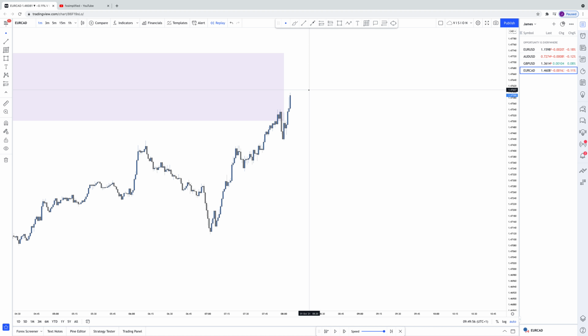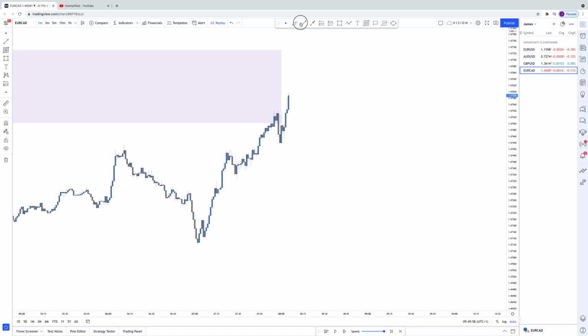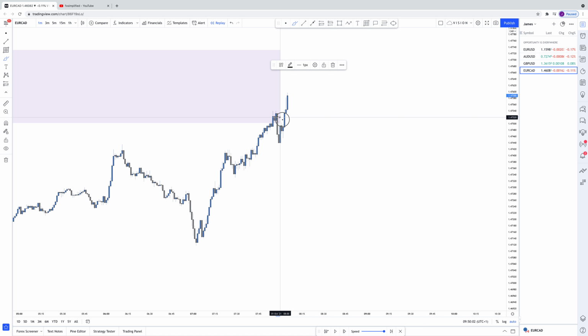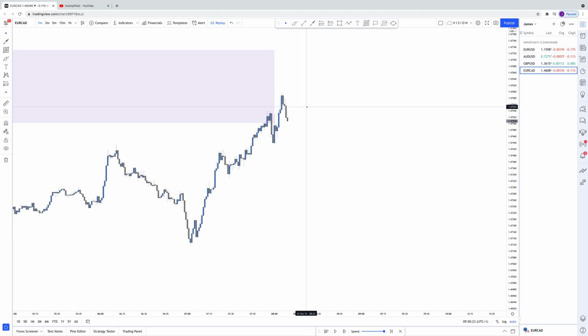We know we've mitigated. Okay, and we come in, and what does price do straight away? We get a reaction, and we push off below this bit of liquidity here, and then we actually take out the high. So when that happens, that's, for me, definitely taking liquidity from the high, and we can see what happens next.